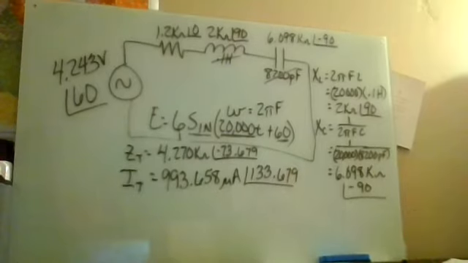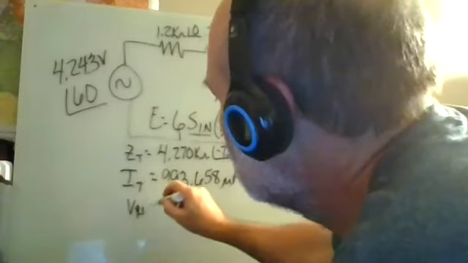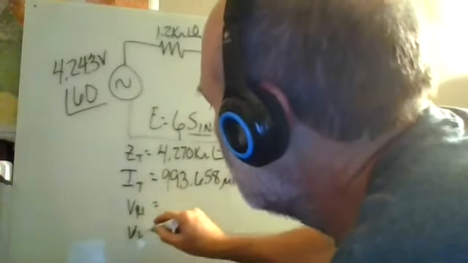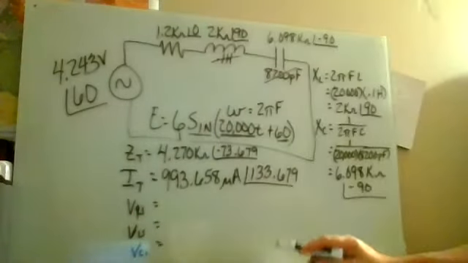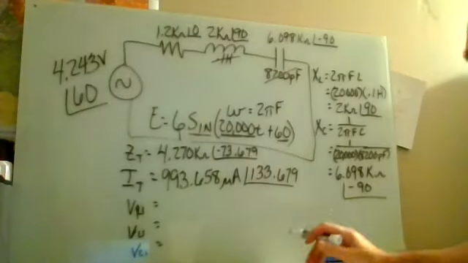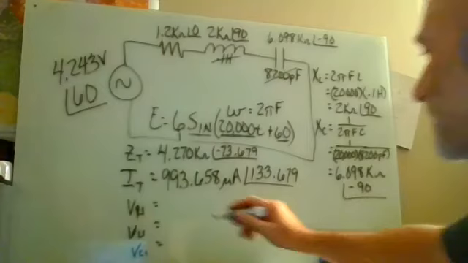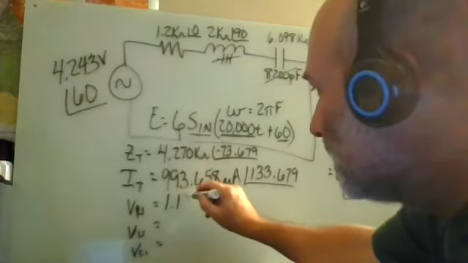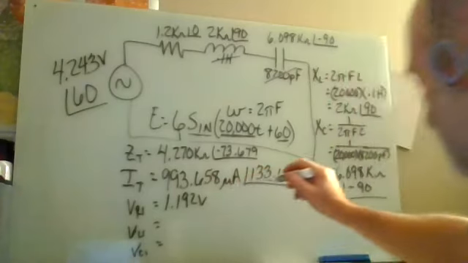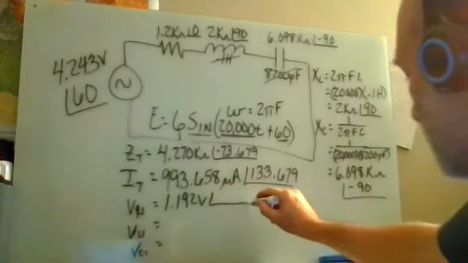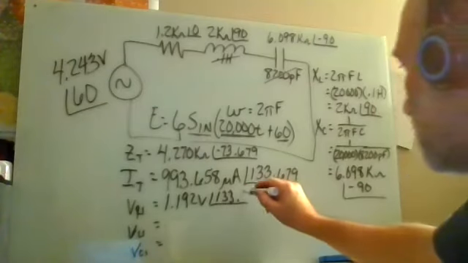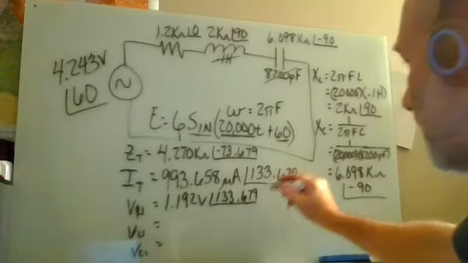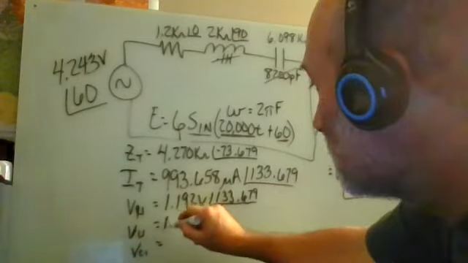Okay. Then you're just going to go by and find all your voltage drops. VR1, VL1, and VC1. You guys go ahead and figure them out. I'm going to write them on the board, and then you just check and see if you got the same answers that I got. So you guys figure out all your voltage drops. And then compare them to what I give you.